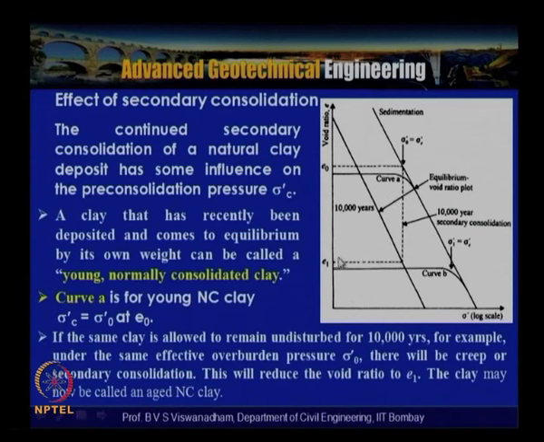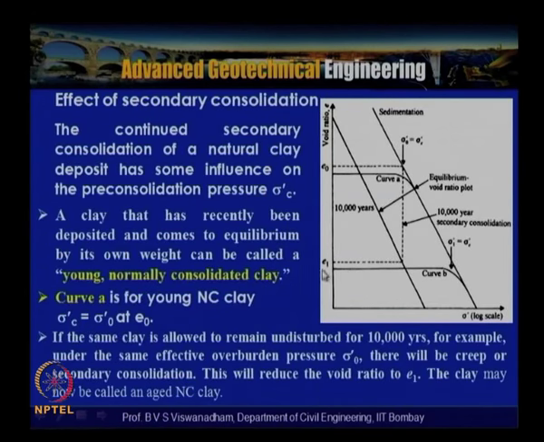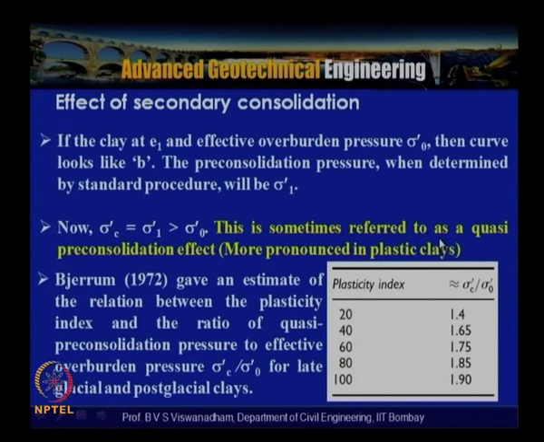Now the clay at e1, at this particular point, has the initial void ratio e1, which is after 10,000 years, and the effective overburden pressure is sigma naught dash, and the curve looks like B. The pre-consolidation pressure when determined by the standard procedure will be sigma 1 dash. So when you do the consolidation test on the sample collected after 10,000 years, the pre-consolidation pressure is nothing but sigma 1 dash. Now sigma C dash is equal to sigma 1 dash, which is greater than sigma naught dash.